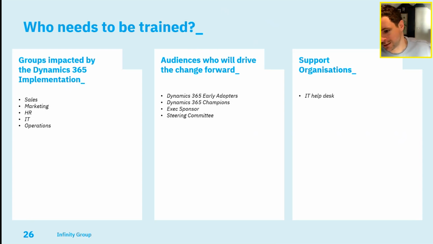So going right back to the start, where we identified our team and what their roles and responsibilities are. We've got our early adopters, we've got our champions, we've got our executive sponsor, got our steering committee. They're all really key individuals or groups of individuals that are going to drive this forward. So they've got to be the champions. They've got to be shouting about it. They've got to be excited about it, and really kind of pull everyone along with them.